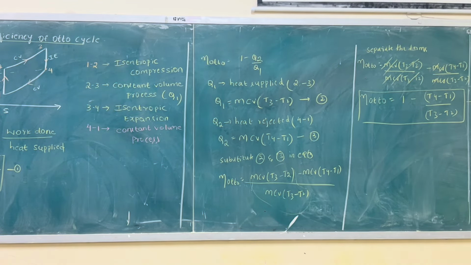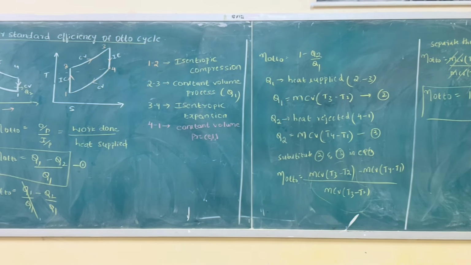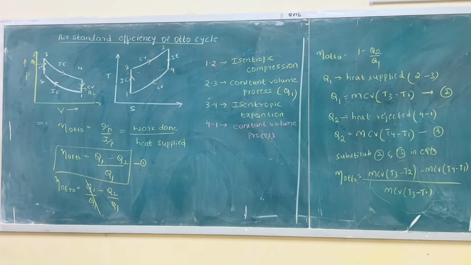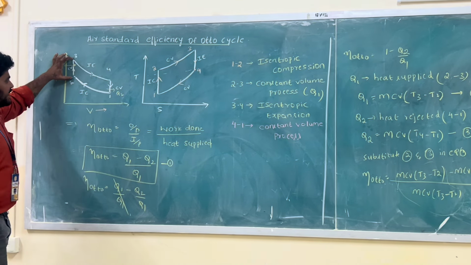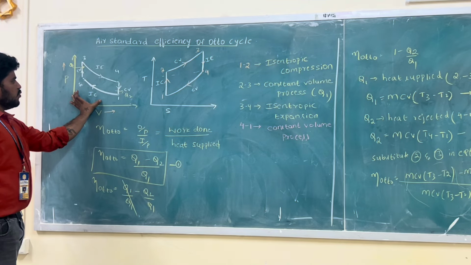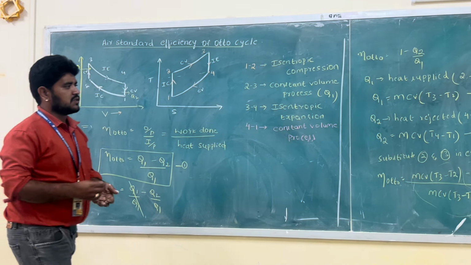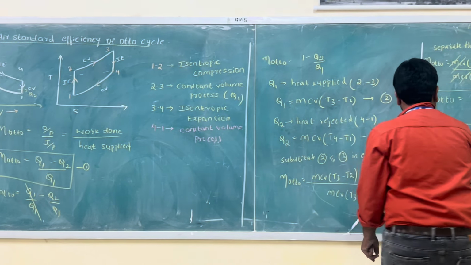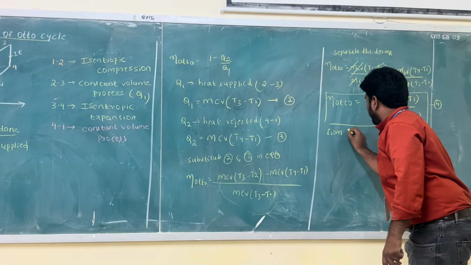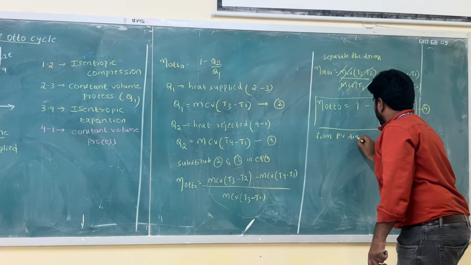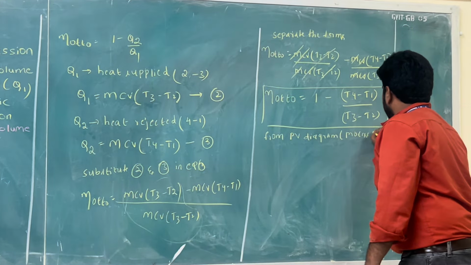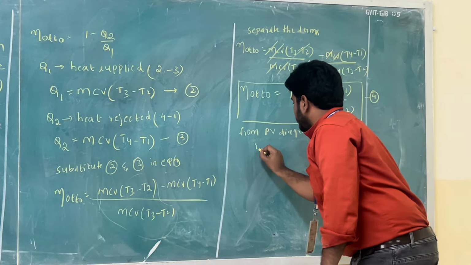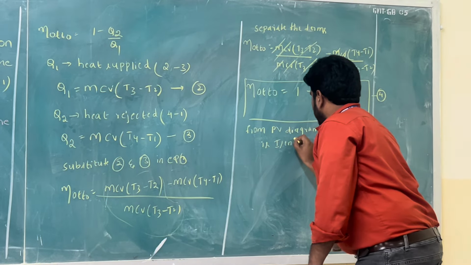Next let us study how to determine (T4 minus T1) divided by (T3 minus T2). So I will go for this process. First we have considered the heat addition and heat rejection process. Now we will move on to the isentropic compression process. Now from the PV diagram, process 1 to 2 is isentropic compression.